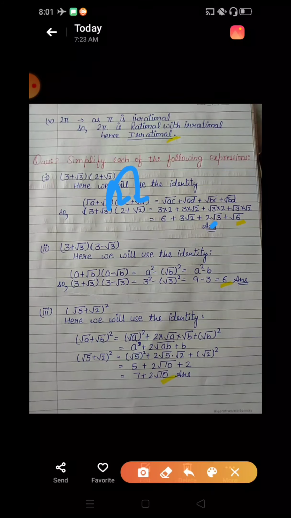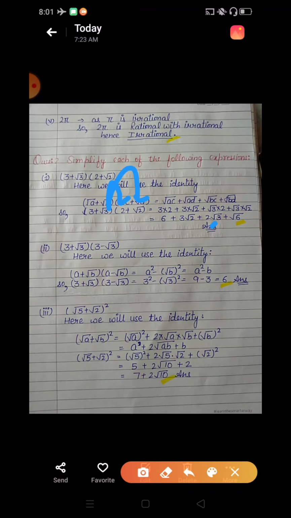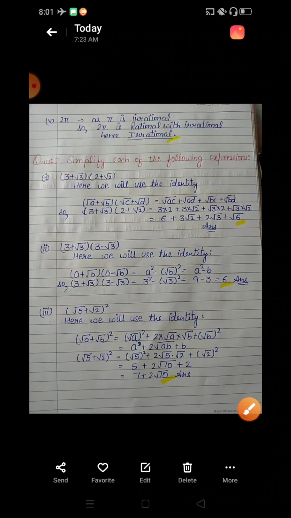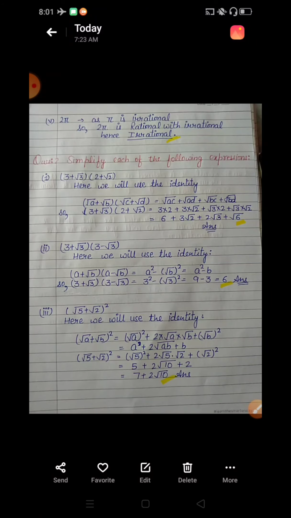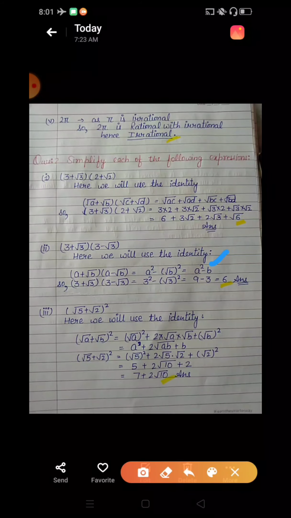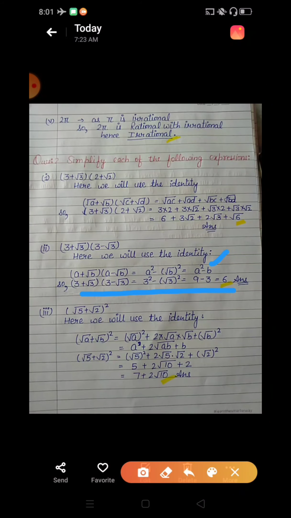Because whenever you are given root p multiplied by root q, we can write it as root of p multiplied by q. Clear? Second one, (3 plus root 3)(3 minus root 3), that is (a plus b)(a minus b). So it will become a square minus b square, and here root 3 is given, so it will become a square minus b. So we will put the values and we will get the answer is equal to 6.